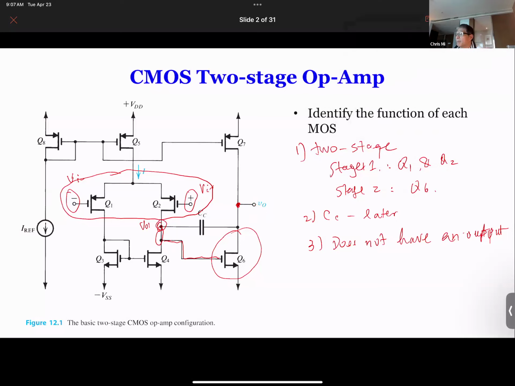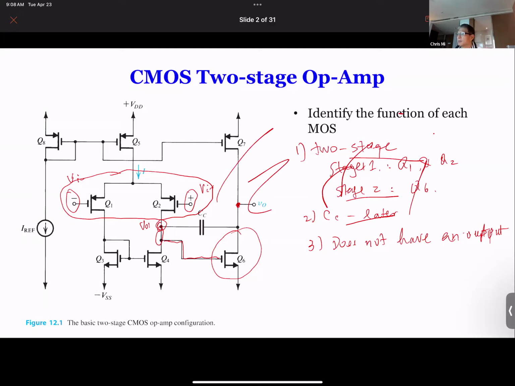Okay. So moving on, you might say, okay, it is a two-stage amplifier. I know now Q1 and Q2 form the differential stage, the first stage, and Q6 forms the second stage, and CC forms a feedback capacitor which is there to improve the frequency response performance of the amplifier. But why are we having so many other transistors? Well, that's something that we really need to identify in this application.